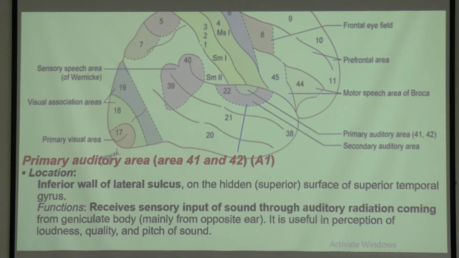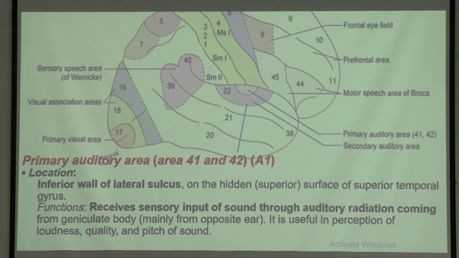They are divided into two parts, primary and secondary auditory areas. They receive the sensory inputs coming through the ears, through the cochlea, and going to these bodies, which we call the lateral geniculate bodies.